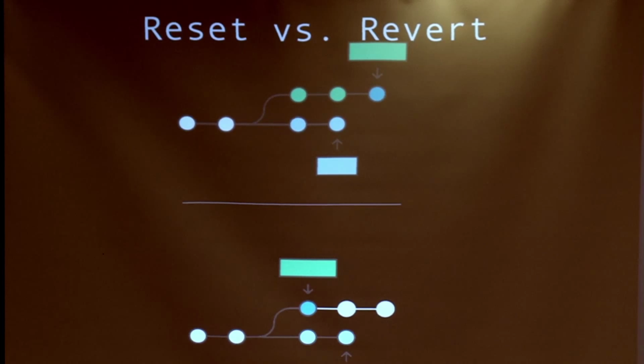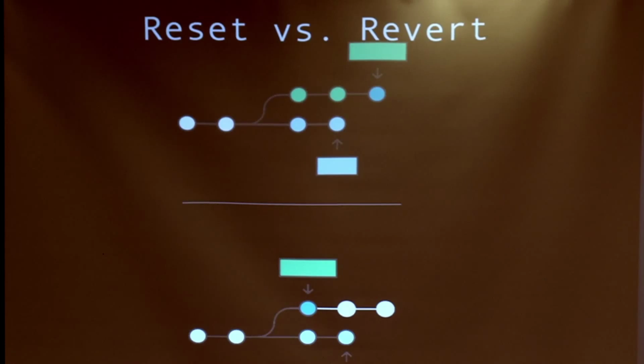Let's see first for the reset. Let's imagine that you have a feature branch with these 3 commits here, and these 2 are not working. You want to just get rid of them. When you do a reset, these 2 commits are just disappearing. They're disappearing from everyone's tree.